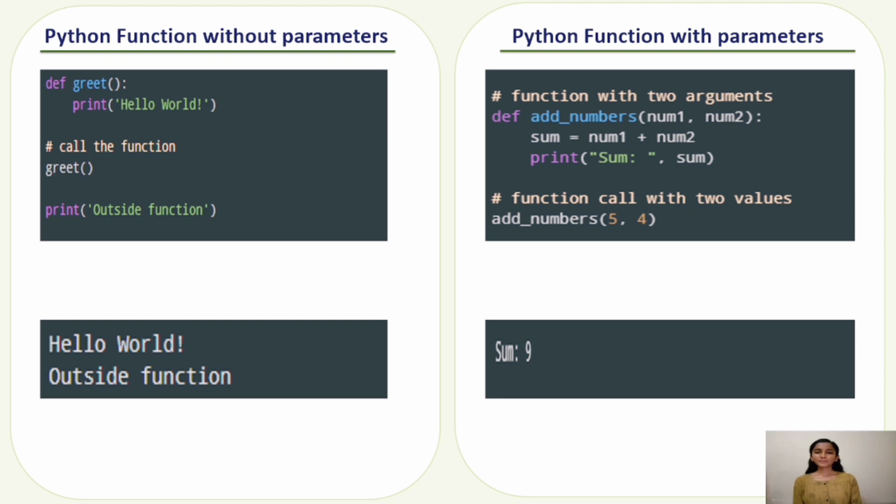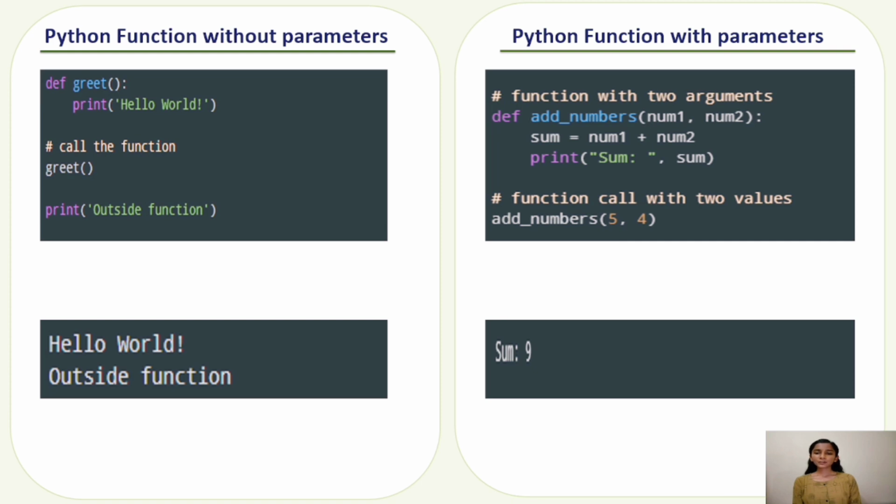Python function with parameters. We have created a function named addNumbers with arguments num1 and num2. The next line, sum = num1 + num2, calculates the sum of num1 and num2 and assigns the result to a variable named sum. The third line prints out the sum of num1 and num2 along with the text "sum".